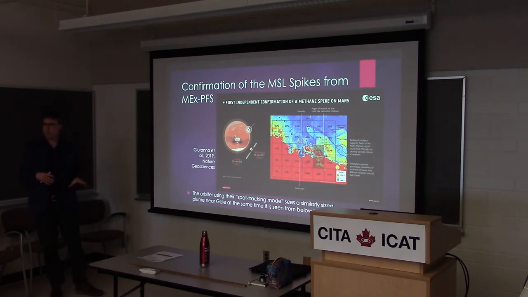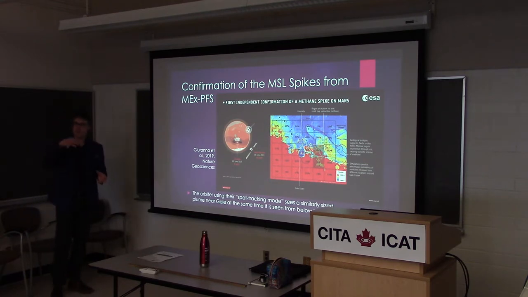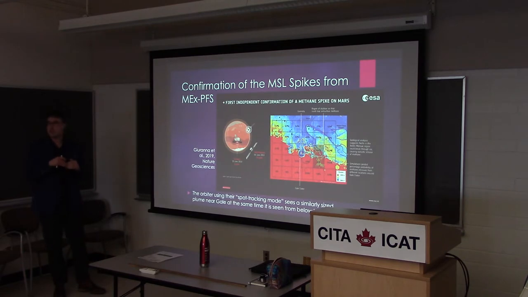So we had the plumes, the little spikes that we saw on the surface. At the same time, the Planetary Fourier Spectrometer was looking down in the same region. And they had made some improvements to beat down their signal to noise. They see the exact same thing. They see the same magnitude of plume in the same place as we saw it. So that is really quite neat, I think.